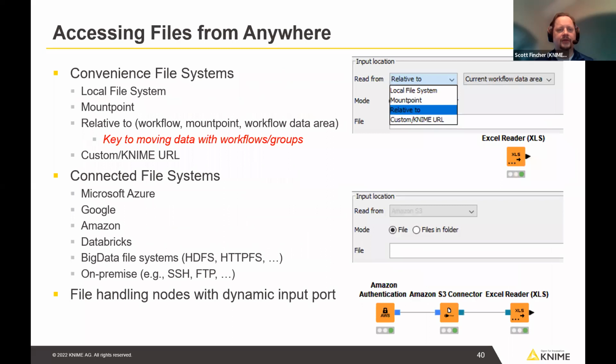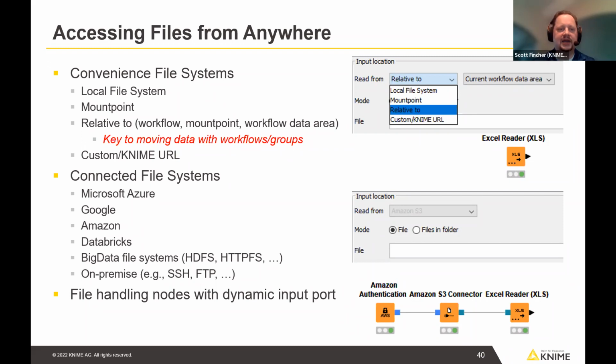On the next slide, we're going to talk about file handling. So at the top here is an example of using the Excel reader. And I could just use the Excel reader to point to some file on my local system, C/users/Scott, whatever. But that's probably not great, right? Because anytime I hand that workflow off to someone else on their machine, it's going to break.